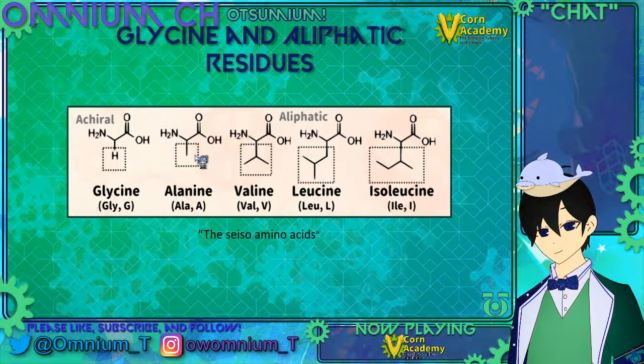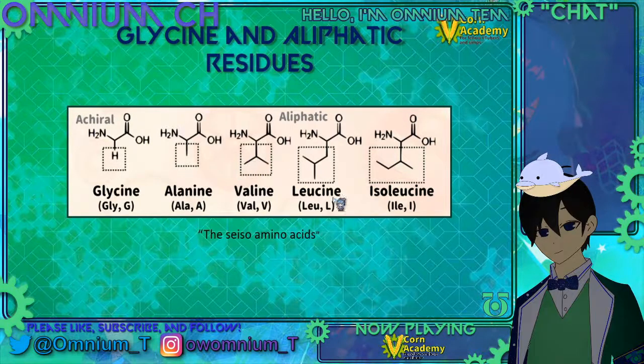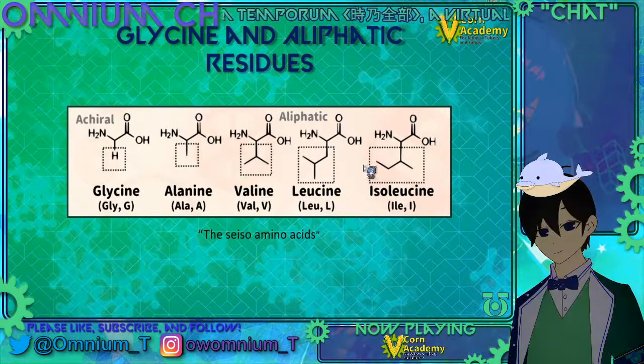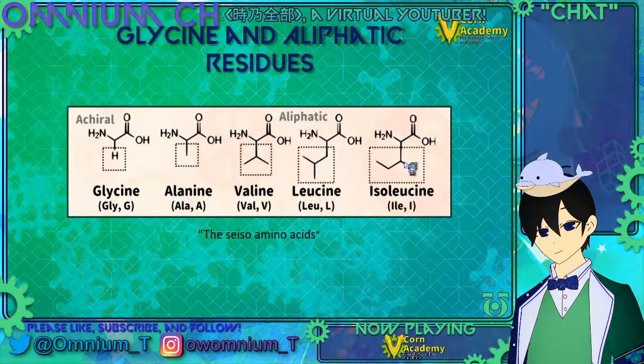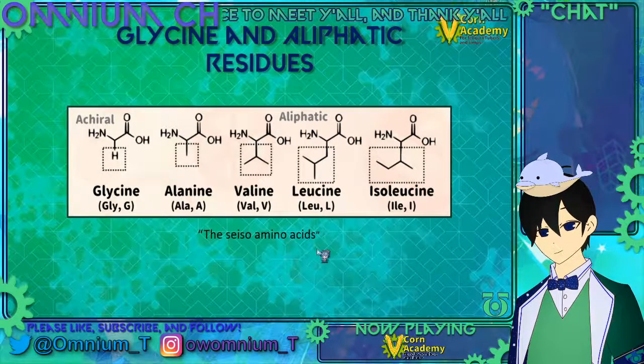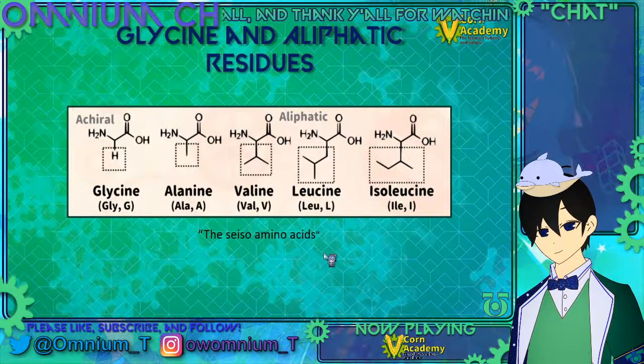Then you go to alanine, which is a methyl group. Valine, a good way to remember that is there's a V right here. Leucine is just a longer version of valine. And then isoleucine, you just start the branch off somewhere else. I call them the chill amino acids because they don't do much. They're very unreactive, well, kind of unreactive.